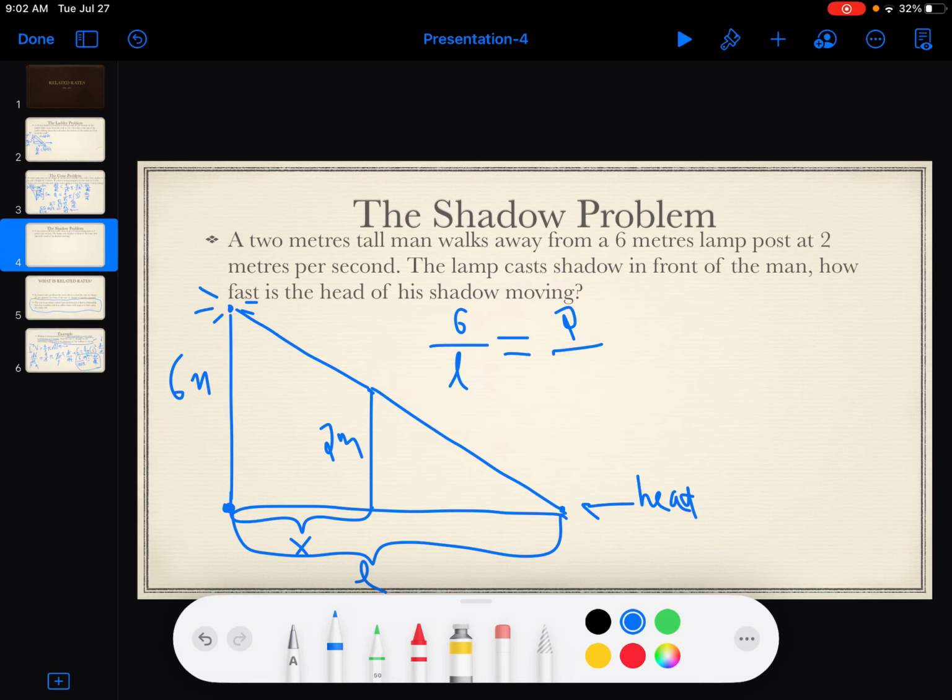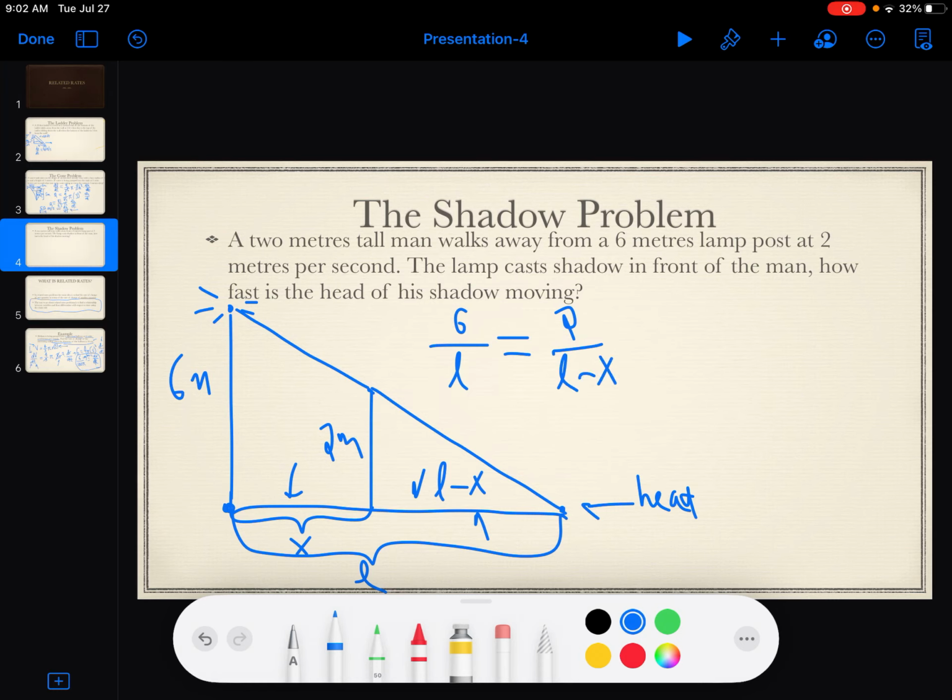So how do I figure out this length? I can write it in terms of X and L. There's nothing wrong with that. And what it comes out to is just L minus X, right? L is the full distance, minus X, is basically the distance from his feet to the head of his shadow. So that's L minus X.